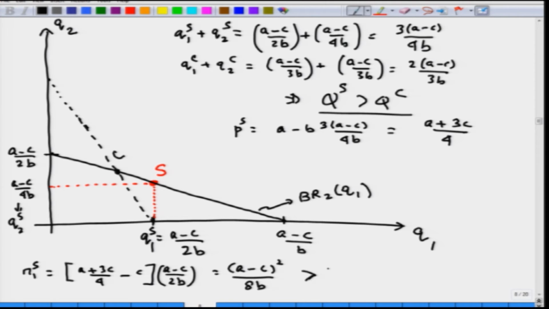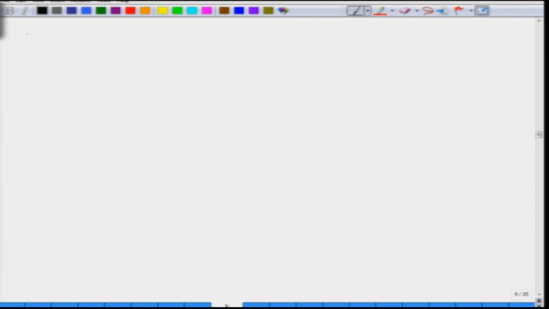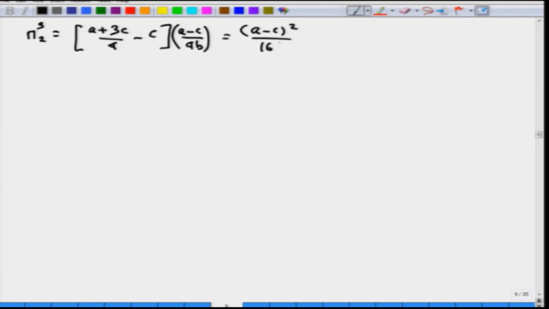Again, this is greater than the profit that firm 1 would get under Cournot competition, which is (A minus C) whole square by 9B. So, this is the profit that firm 1 gets under the Cournot model. And for completeness, the profit of firm 2 is again the price, which is (A plus 3C) over 4, minus the marginal cost, times the output chosen by firm 2, which is (A minus C) divided by 4B, and this turns out to be (A minus C) whole square by 16B, and this is less than the profit that firm 2 gets under the Cournot model, right. So, all of these were statements that we had intuitively argued a little while earlier.